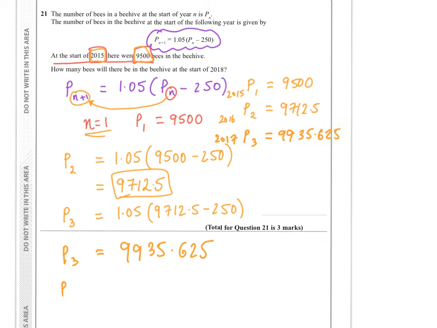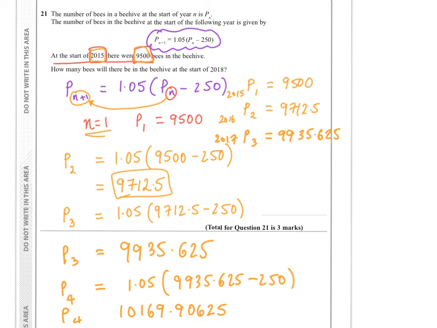And then at the start of 2018, which is what we want, I'm going to put that number back in again. So we'd have 1.05 lots of 9935.625 minus 250. I'll put that in my calculator. And I would get 10,169.90625. So to the nearest bee, which seems pretty strange, but to the nearest bee, that would be 10,170 bees.